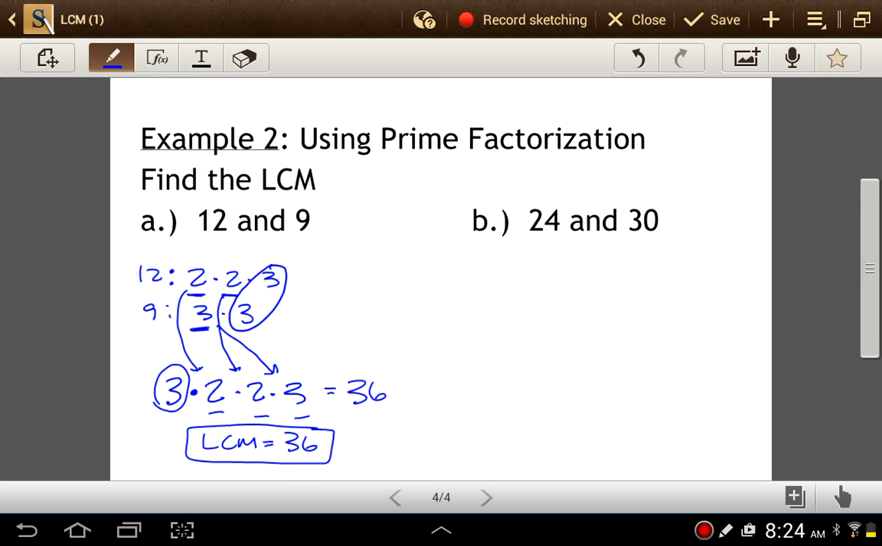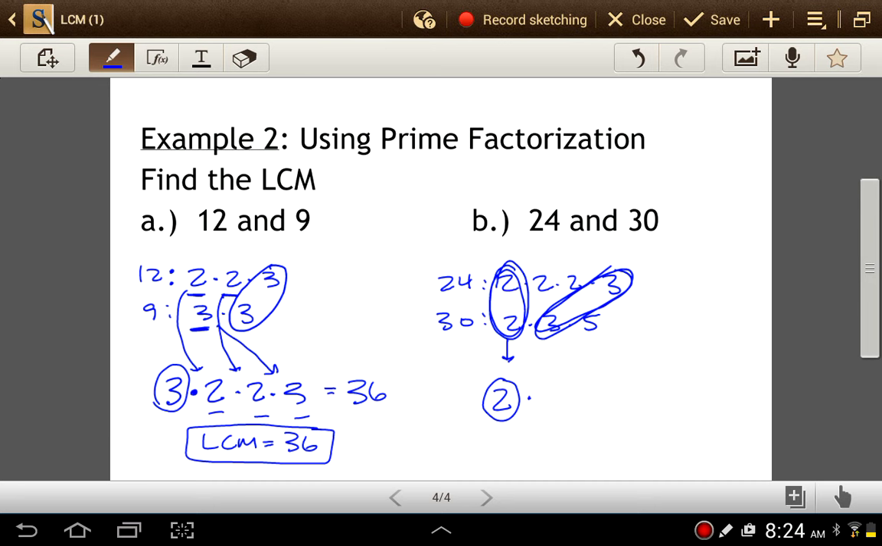Okay, 24 and 30, I'm going to do the same thing. For 24, I'm going to write it out. That's 2 times 2 times 2 times 3. 30 is going to be 2 times 3 times 5. Then again, first thing I do is circle what they share. They share a 2, and they share a 3. I can't circle those other 2's because that's not one from each number. That one 2 comes down to a 2. That's a shared number. Then a 3. That's a shared number. And then I multiply what's left over. Times 2, times 2, times 5.